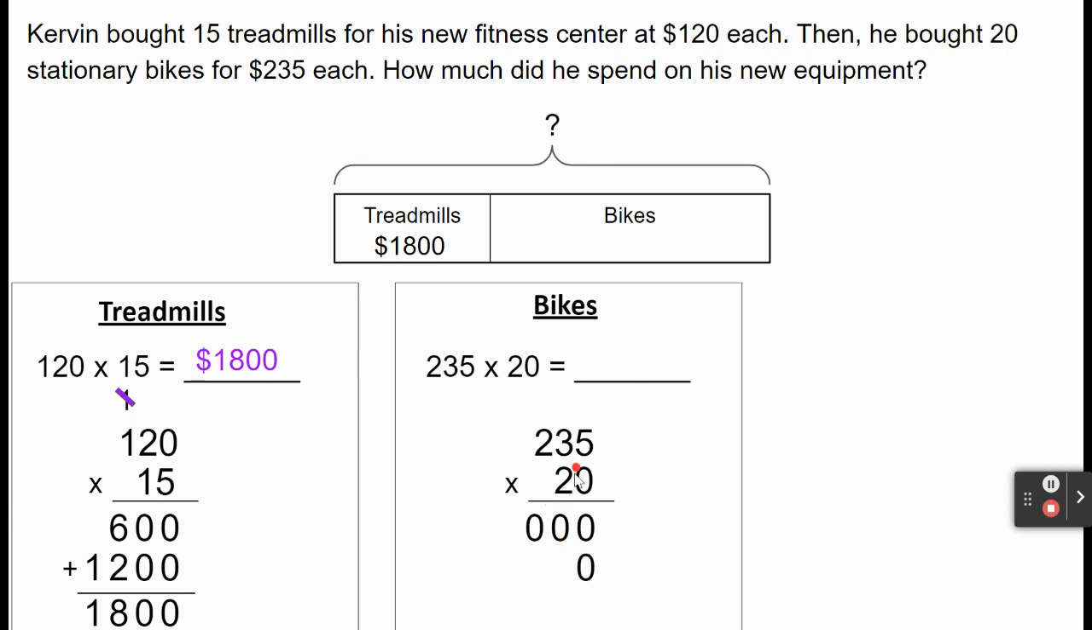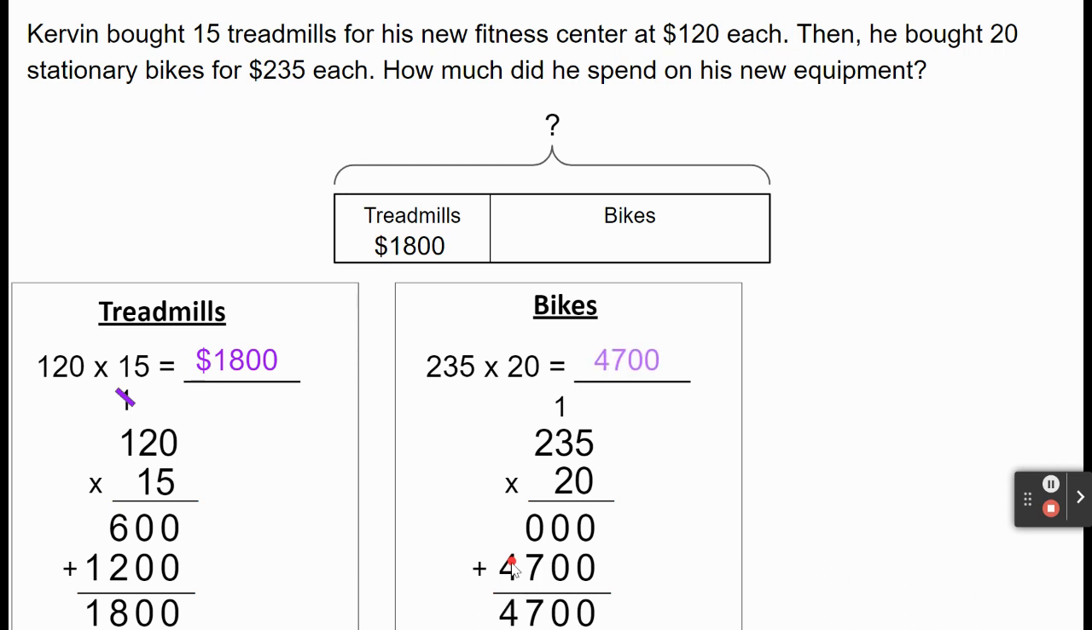tens place. 2 times 5 is 10, so place a 0 in the tens place, regroup the 1 on top of the next digit that we're multiplying. 2 times 3 is 6, plus 1 is 7, and 2 times 2 is 4. We can add these products together. 0 plus 0 is 0. In the tens place, 0 plus 0 is 0. In the hundreds place, 0 plus 7 is 7. And in the thousands place, nothing plus 4 is 4.